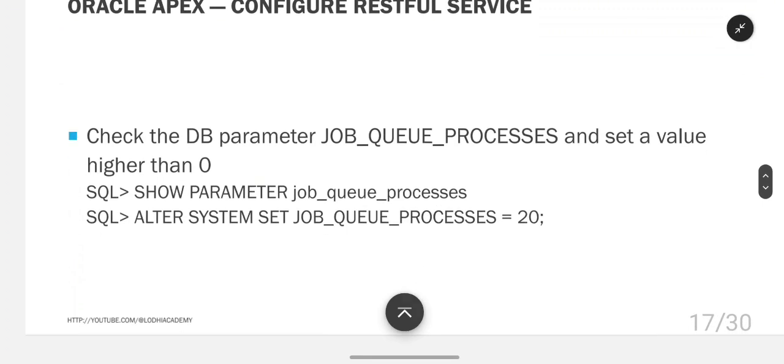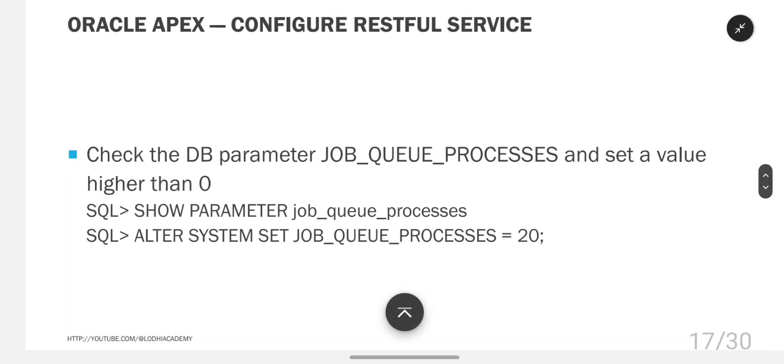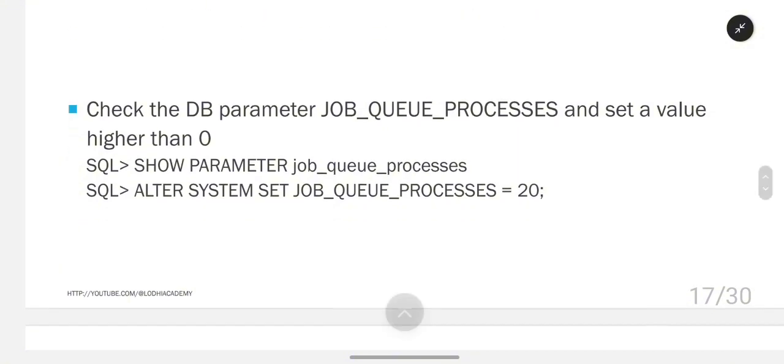Create the DB parameter job_queue_processes and set a value higher than 0. Hopefully it is already set for you, but if it is not, you can set it. Same commands are used if you want to refresh your job queue processes. First make it 0, then change the value as per your requirement, so it will be restarted.